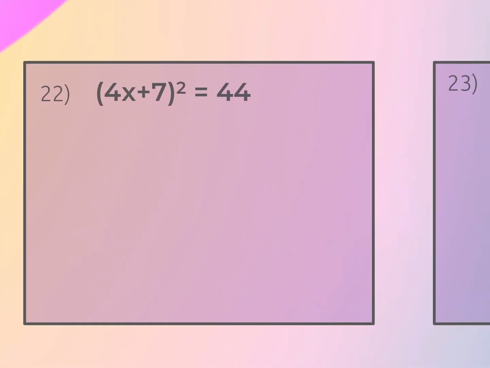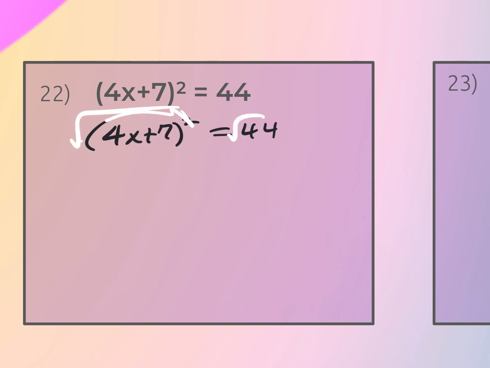22. Again, my square term is already isolated. So all I got to do is square root both sides. Square rooting this cancels it. So the 4x plus 7 comes out. This becomes positive and negative, square root of 44.